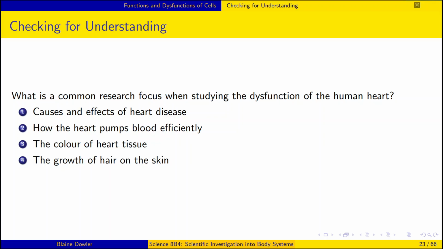What is a common research focus when studying the dysfunction of the human heart? Is it causes and effects of heart disease, how the heart pumps blood efficiently, the color of heart tissue, or the growth of hair on the skin? Pause now if you need more time. It is the first one, causes and effects of heart disease. It does help to understand how the heart pumps blood efficiently, but that's studying the function, not the dysfunction of the human heart.